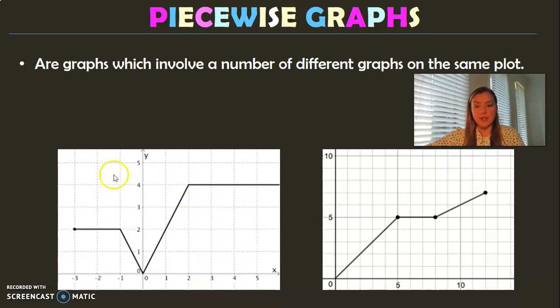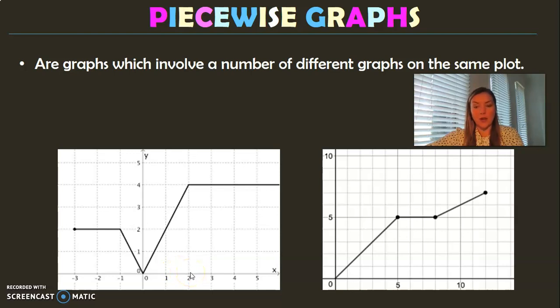So you can see this first graph here. There's one little section here that's clearly one linear function. And then we have another segment here, which is a different function, another one here, and another one here. So this graph here involves four separate functions over a limited value of x.